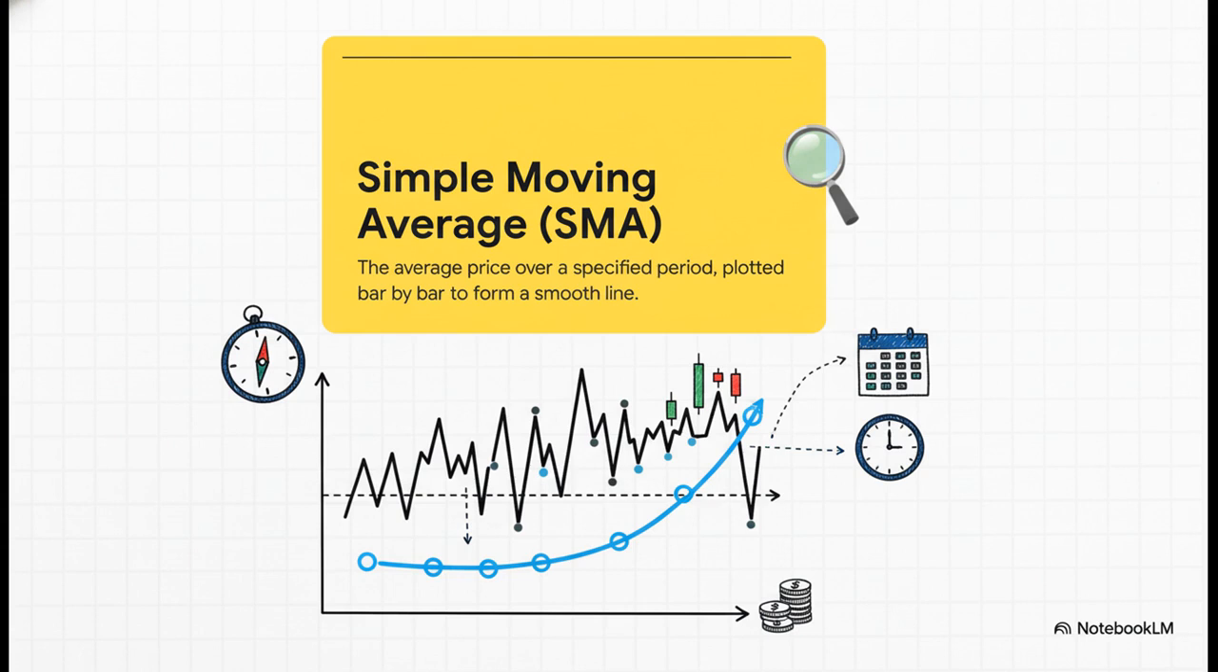Imagine you take the closing price for, say, the last 50 days, and you average them out. That gives you one little dot. You do it again tomorrow, and the next day, and the next. And when you connect those dots, you get this beautiful, smooth line that cuts right through all the noisy day-to-day price swings and shows you the real underlying trend.